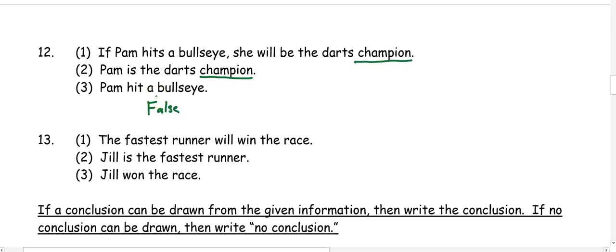The fastest runner will win the race. Jill is the fastest runner. Jill won the race. This is true because fastest runner and fastest runner match. So that means they'll win the race, so this is true.